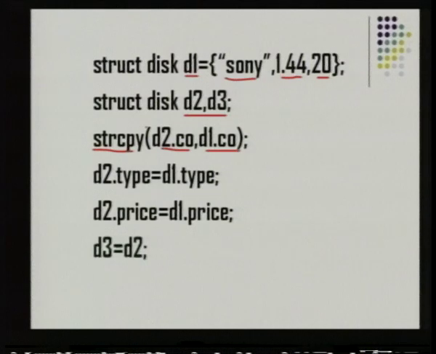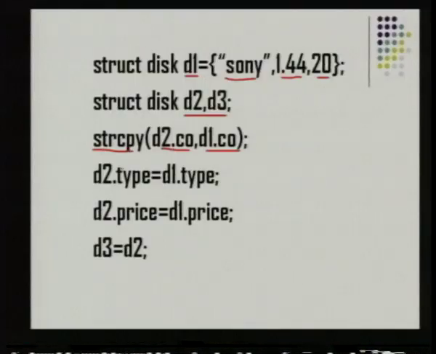Now if you see the next statement, by just using this one statement, D3 is equal to D2, all the values for all the members of the structure will be copied from D2 to D3. So there are two options in which you can copy the elements from one structure to another. One is you take each member and you copy its value, or by just the use of a single statement you can copy all the values for all the members of the structure from one structure variable to another.